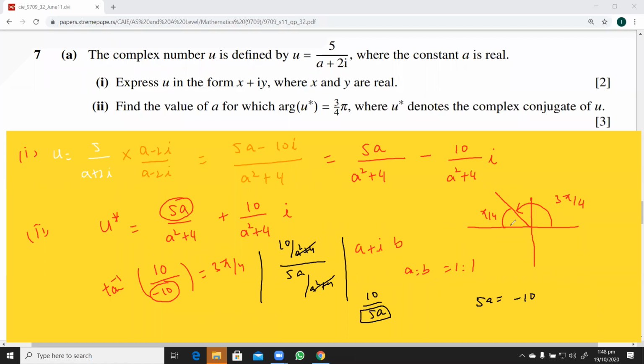And you see when your angle is obtuse and it is positive, you're going anti-clockwise and this is your second quadrant. And whenever this is pi by 4, you know that tan inverse of 1 is pi by 4. So this ratio should be 1 ratio 1, and for this it should be minus 1 ratio 1. Okay, so this is already 10, so this has to be minus 10. That is why your a is minus 2.